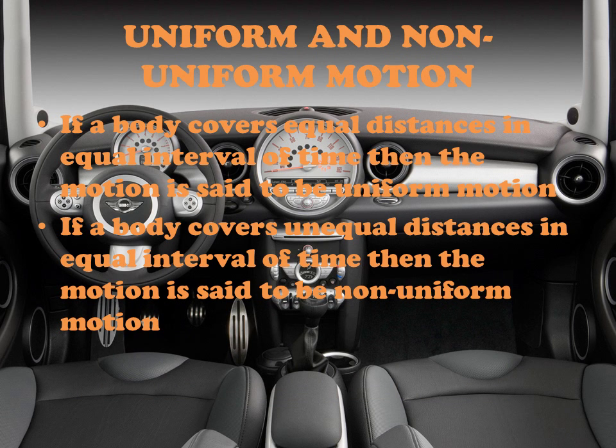Now coming to the uniform and non-uniform motion. If a body covers equal distances in any equal intervals of time, however small the interval may be, then the motion is said to be uniform. An example: if a car travels 80 km every hour and 40 km every half an hour, 20 km every quarter of an hour, and so on, the motion of the car is said to be uniform. And if a body covers unequal distances in equal intervals of time, then its motion is termed as non-uniform motion.